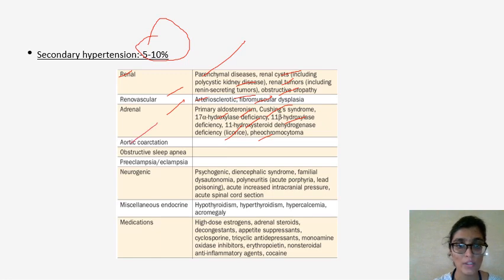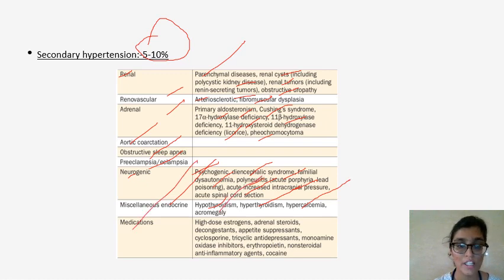Other causes are aortic coarctation, obstructive sleep apnea, preeclampsia and eclampsia. Neurogenic causes are psychogenic, Dandy-Fleck syndrome, familial dysautonomia, polyneuritis, acute porphyria, lead poisoning, acute increased intracranial pressure, acute spinal cord section. Miscellaneous endocrine factors are hypothyroidism, hyperthyroidism, hypercalcemia, and acromegaly.